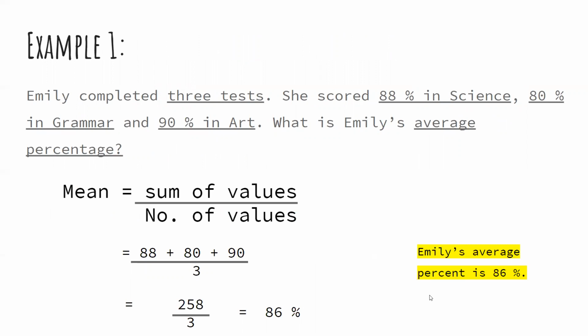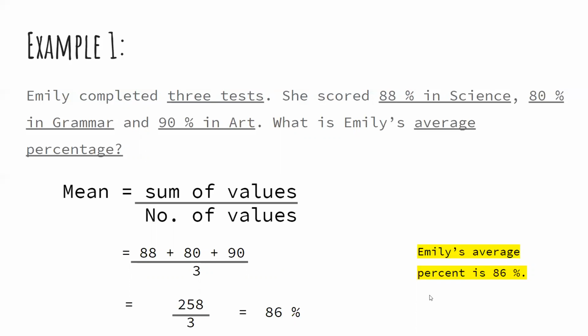Emily completed 3 tests. She scored 88% in science, 80% in grammar, and 90% in art. What is Emily's average percentage? So you can see we started by underlining all important words and details, very important. And we wrote the formula as well. Mean is the sum of values divided by the number of values.